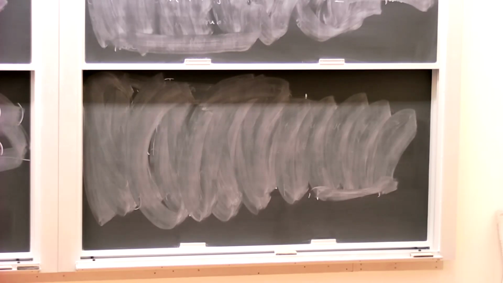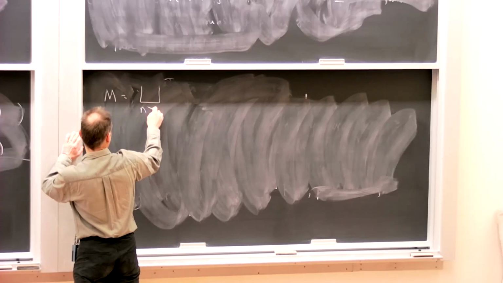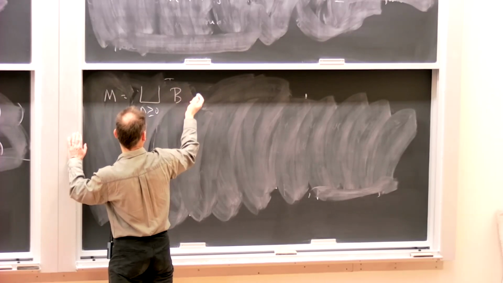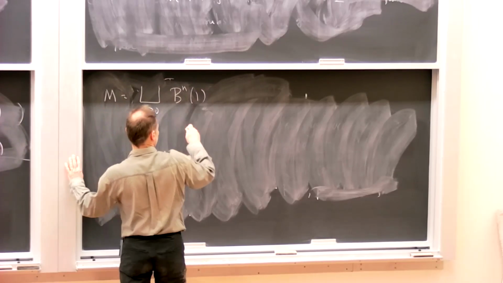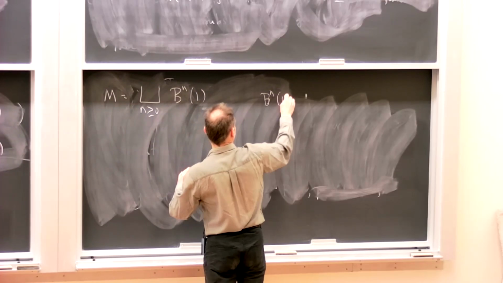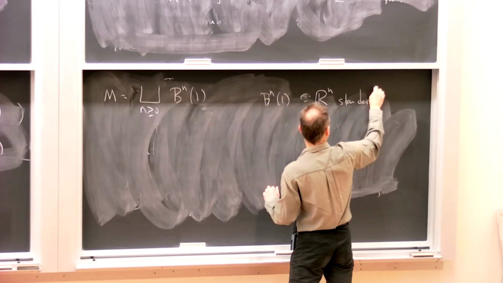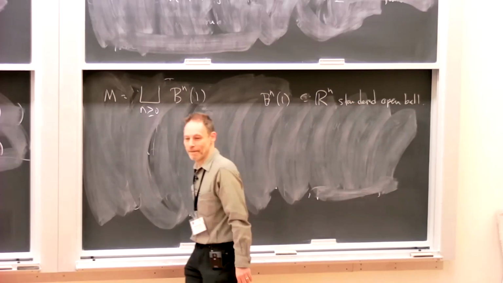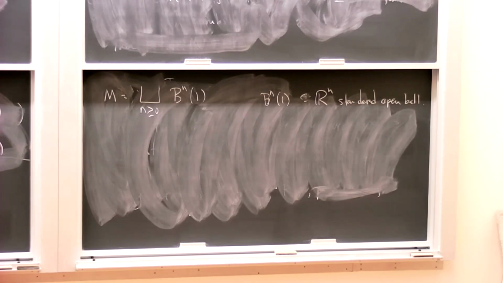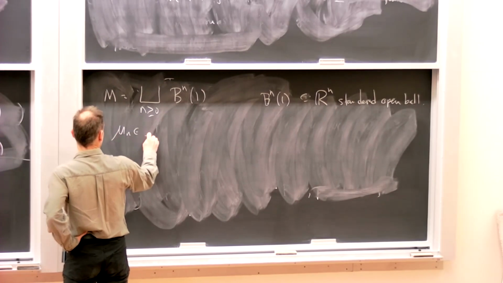So let's take the amount. It doesn't work for differential forms. So let's take M to be a disjoint union of open balls of dimension n, say, so B^n_1 and R^n standard open ball. And let's take a volume form.